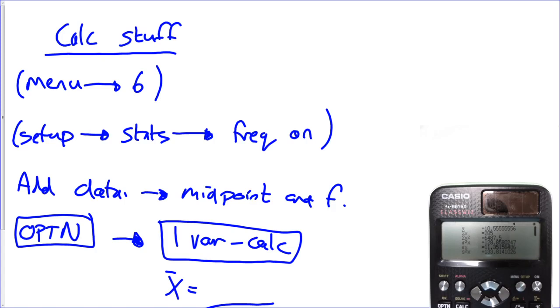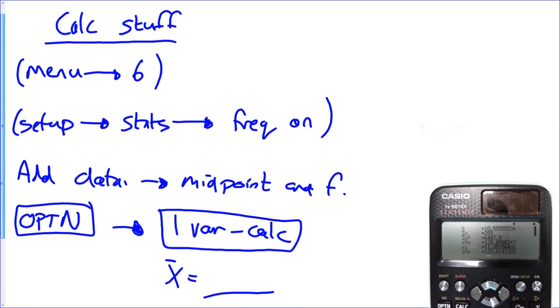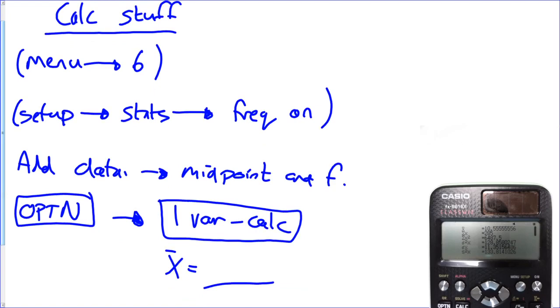A quick reminder here, if you've missed any of the calculator stuff so far, we're going to be using the Casio ClassWiz calculator for pretty much everything. If you've not got your frequency on, it's in setup, stats, options. You're going to add your data and then it's option one variable calculation to get things like the mean.